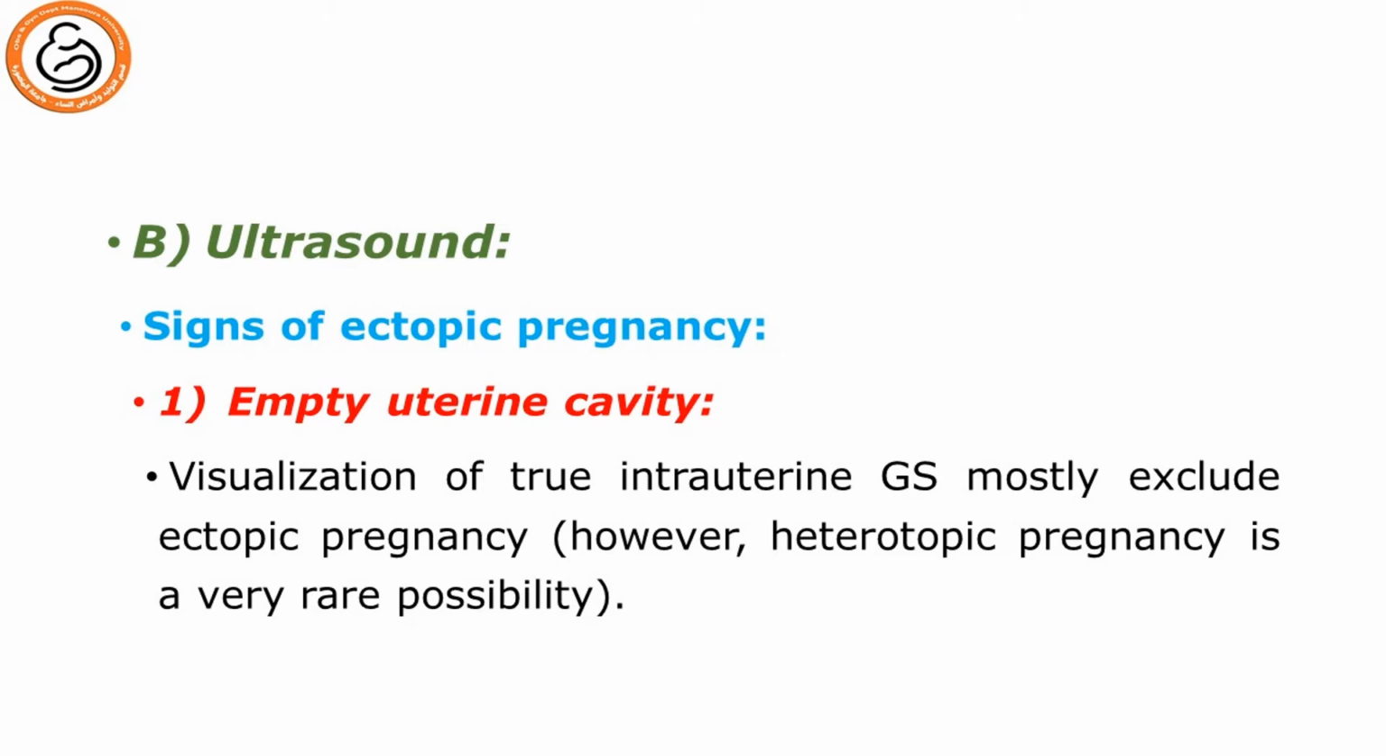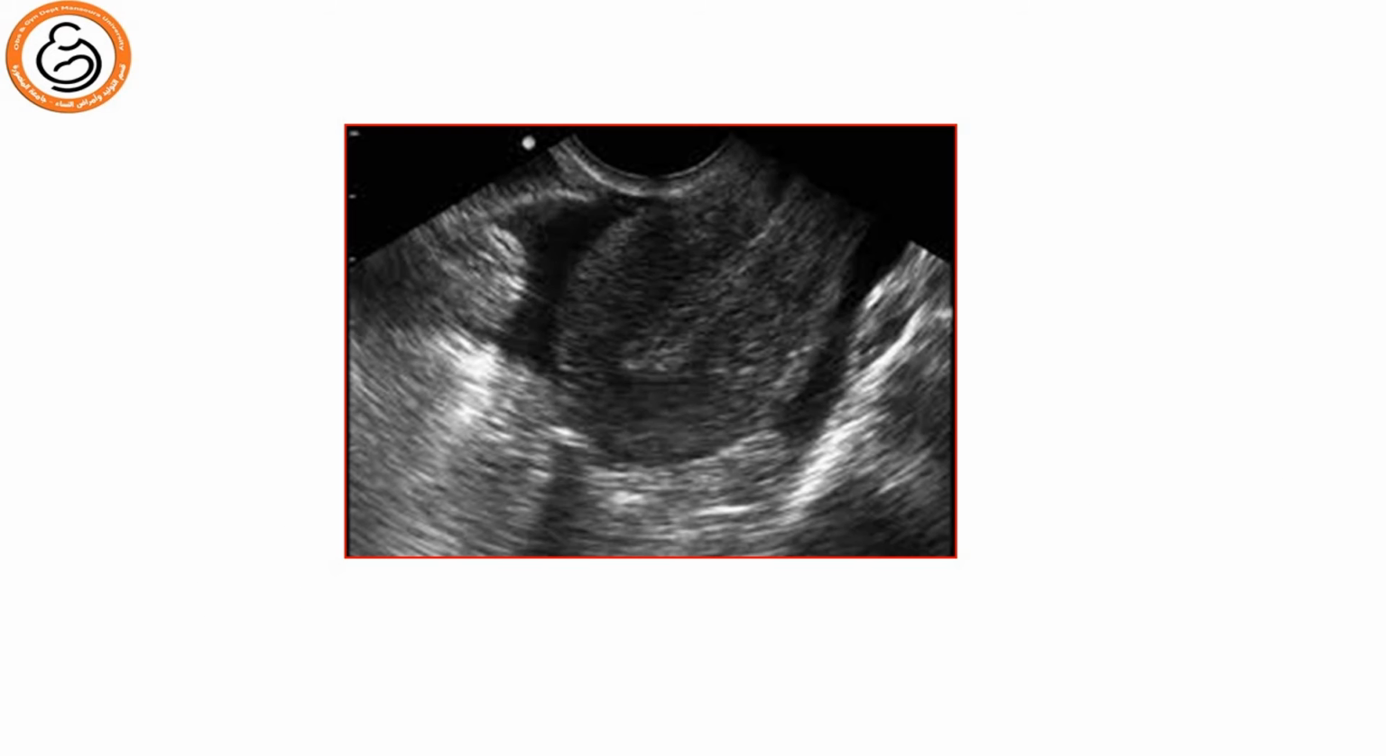The second is ultrasound. Signs of ectopic pregnancy: an empty uterine cavity. Visualization of a true intrauterine gestational sac mostly excludes ectopic pregnancy. However, heterotopic pregnancy is a very rare possibility, where we have a normal gestational sac inside the uterine cavity and another one in the tube. This is an extremely rare condition, but we should exclude it.